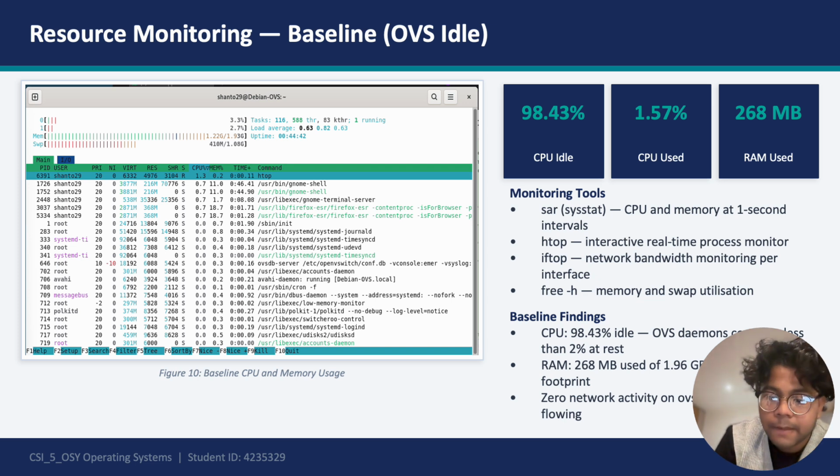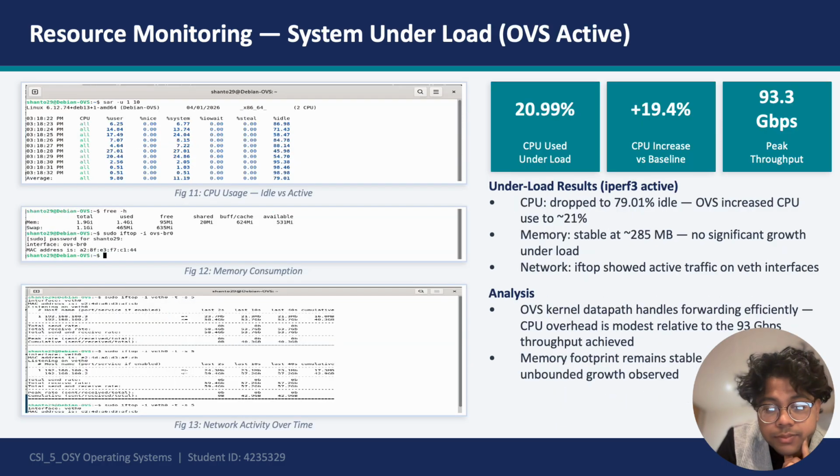These baseline figures are important because they give us a reference point to compare against when the traffic is flowing. With iperf running and saturating the OVS bridge, I took measurements again to compare with the baseline. The CPU idle percentage dropped from 98.43% to 79.1%.